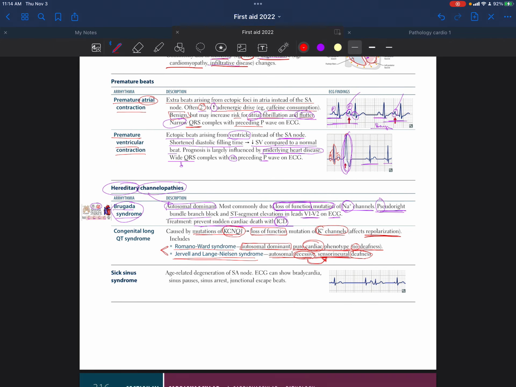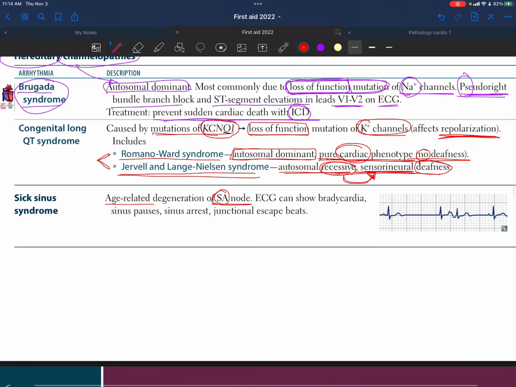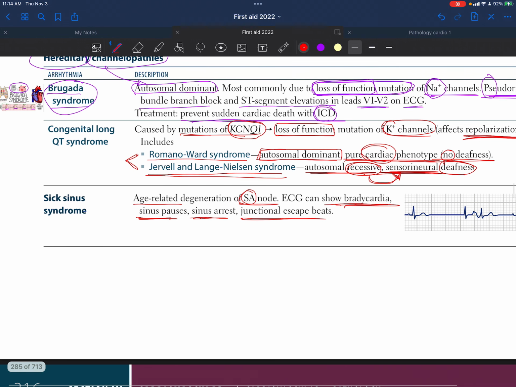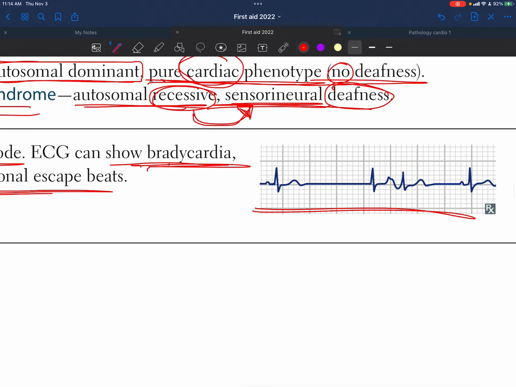Okay. So the sick sinus syndrome is an age-related degeneration of the SA node, so it depends on how old the person is. ECG can show bradycardia, sinus pause, sinus arrest, and junctional escape beat. So as the name implies, the SA node is not functioning as it used to or as it should be functioning because this person is getting older. So there is bradycardia, sinus pause, sinus arrest, and junctional escape beat, and this is the ECG rhythm. That's it.